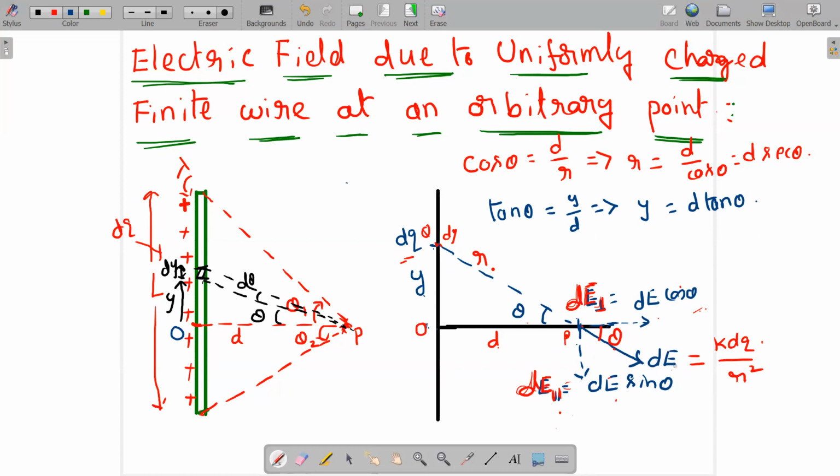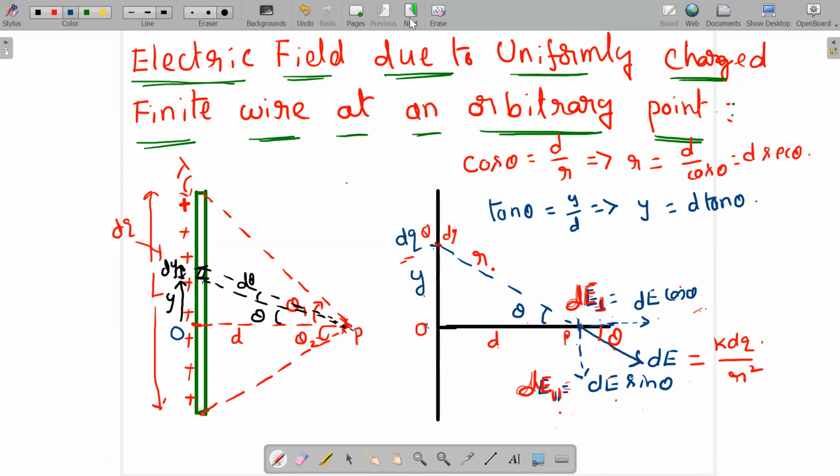But because the electric field is a vector, we resolve this into rectangular components dE cos theta and dE sin theta. But dE cos theta is perpendicular to the length of the conductor, so we consider this as the perpendicular component, and dE sin theta is the parallel component. To find the total field due to this entire conductor, we have to integrate all these perpendicular components and parallel components, and add them vectorially.